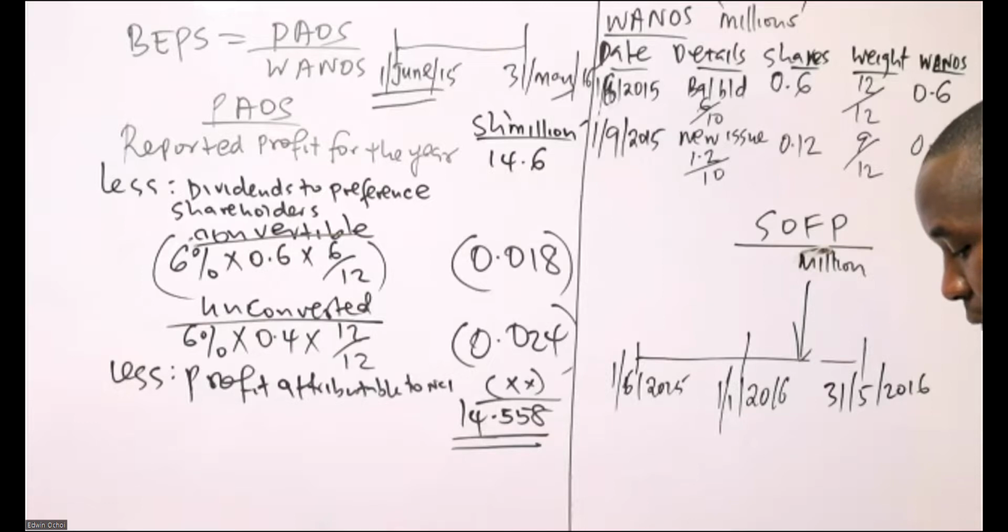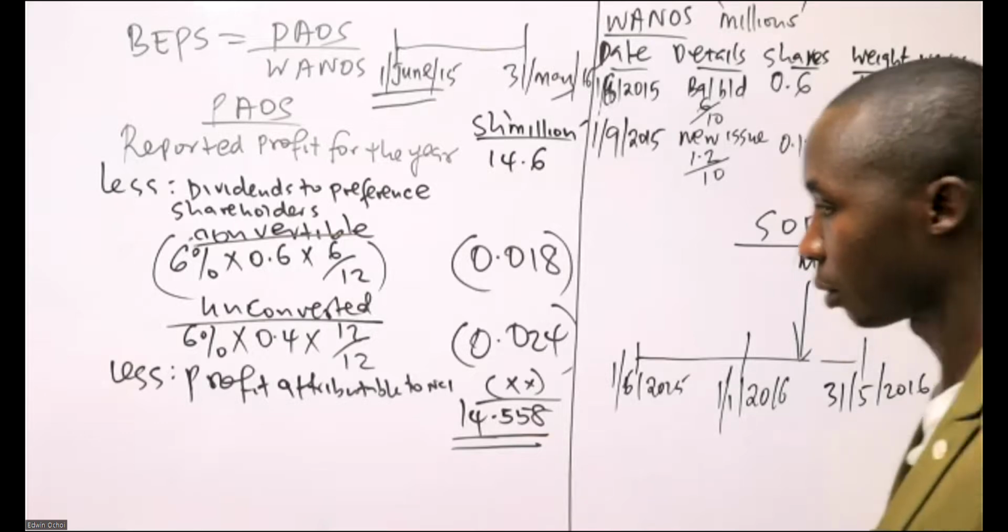So for example, if you go to the earlier question, I think it's question 3, you'll see it's indicated shillings million, property, plant and equipment. So I don't know, but it's okay. I'll consider this one to be in shillings million. So okay, thanks.